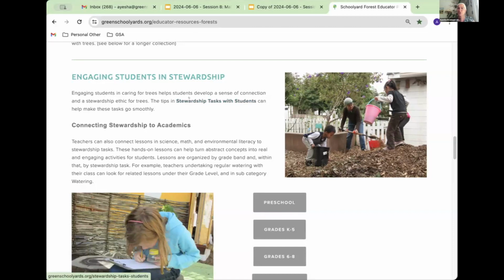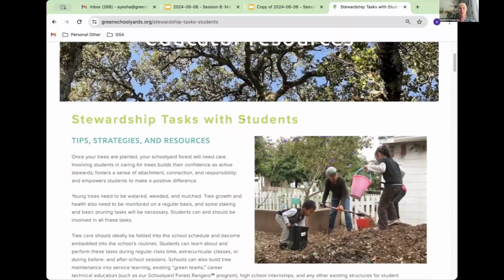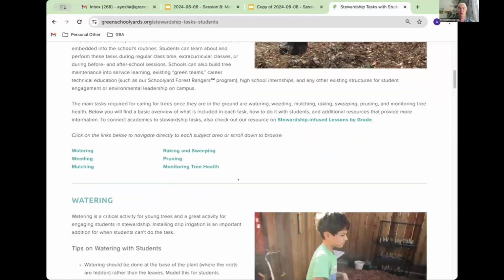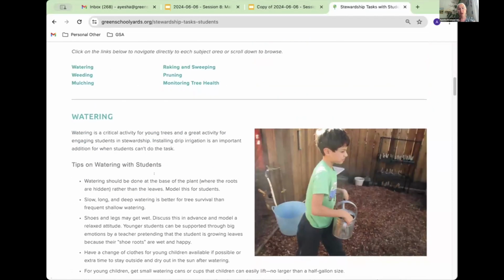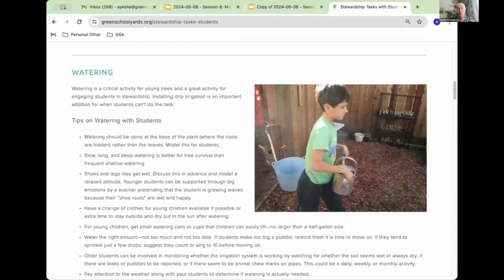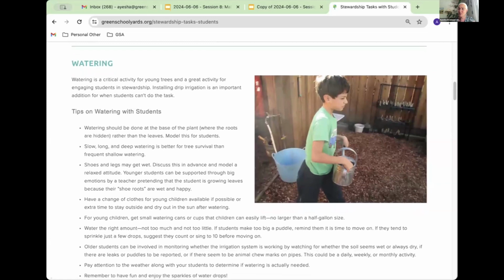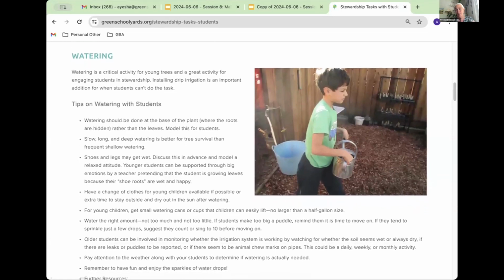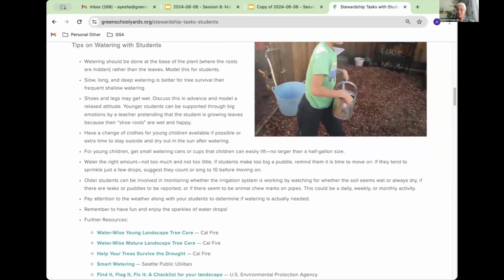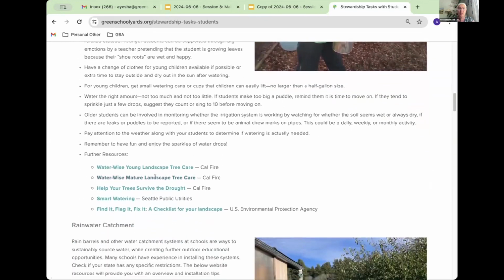So the tips on stewardship tasks with students is broken down by the task: watering, weeding, mulching, raking, sweeping, pruning, and monitoring tree health. We have a bunch of tips there for people who have not perhaps done this before. Modeling where you water, which is at the base of the plant, slow, long, deep watering, how you might have to have discussions about wet shoes and feet, and plan for that as opposed to being taken aback by that.